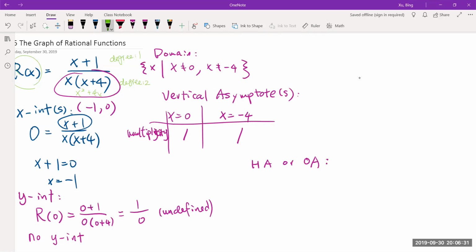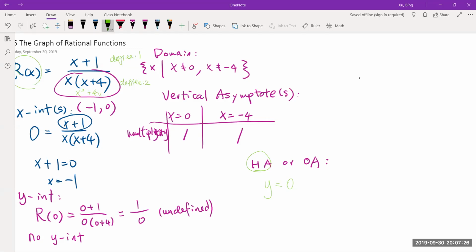So the degree of the top is less than degree of the bottom. Which case is it? What kind of asymptote do we have? Horizontal or oblique or none? It's a horizontal. Yes, the horizontal asymptote. What is the equation? Since it's horizontal, it will be y equals something. So the degree of the bottom is greater than the degree of the top. It's y equals 0, right? Questions here?